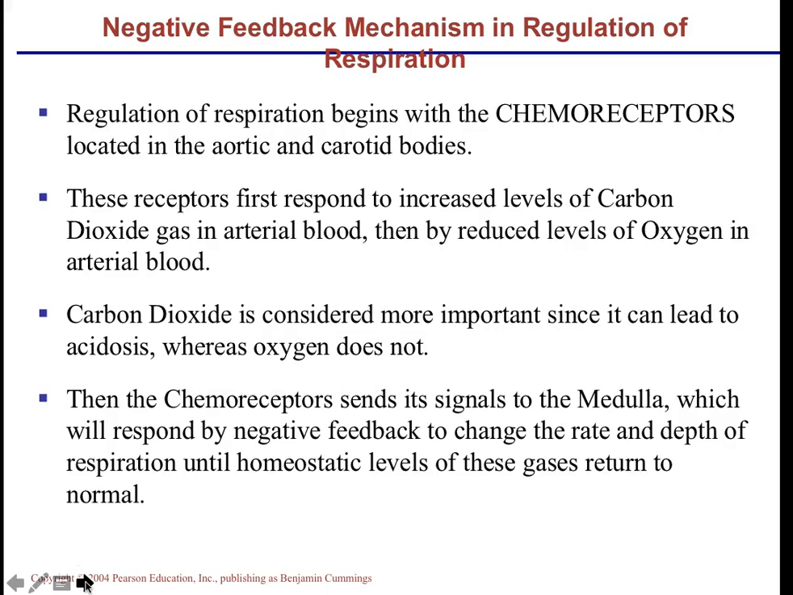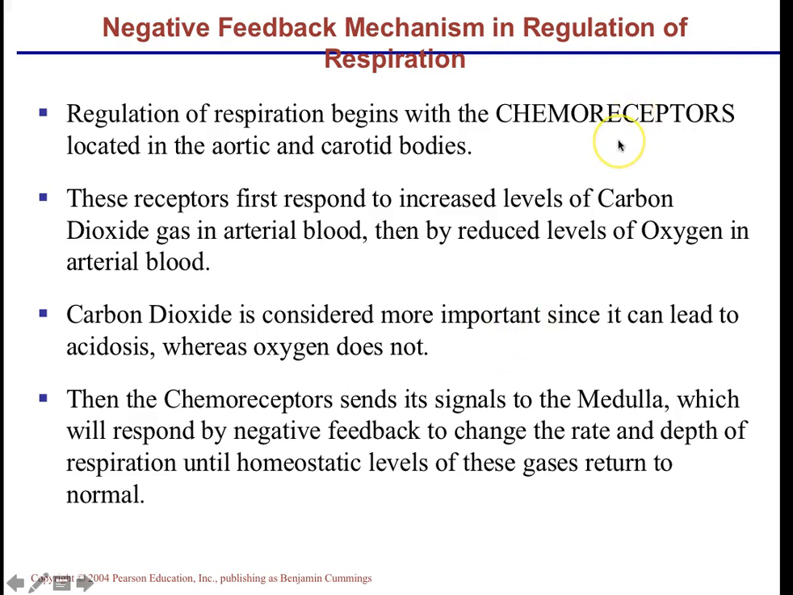All right, so the last thing I need to talk about is regulation. In regulation, what you have is a negative feedback mechanism with the respiratory control center of the medulla. Yes, the pons has a little bit to do with it, but it's mainly the medulla oblongata that's going to regulate the rate and depth of breathing to keep you in homeostasis.